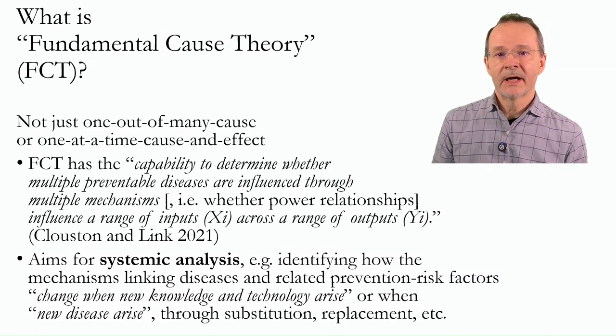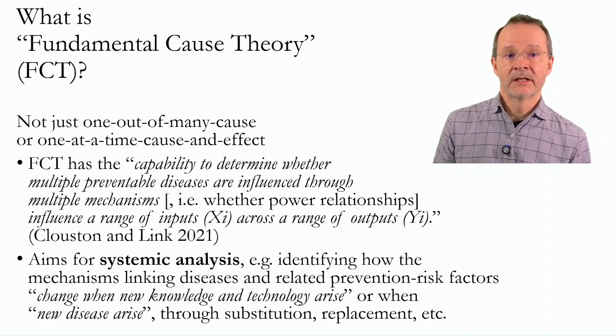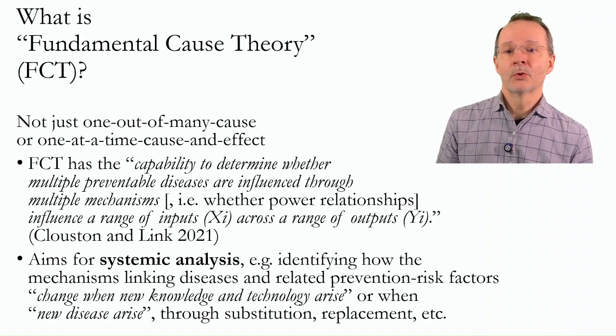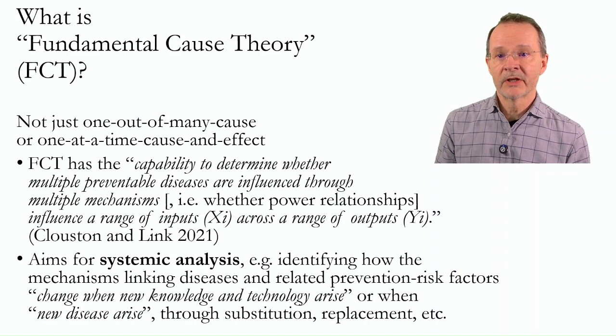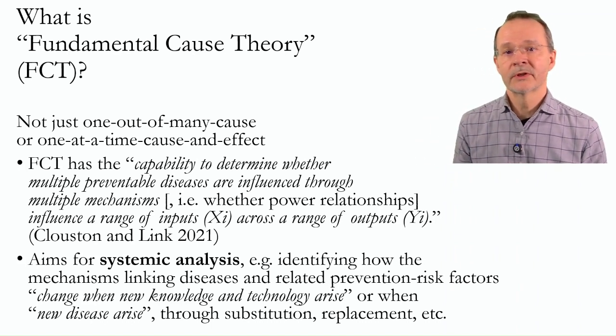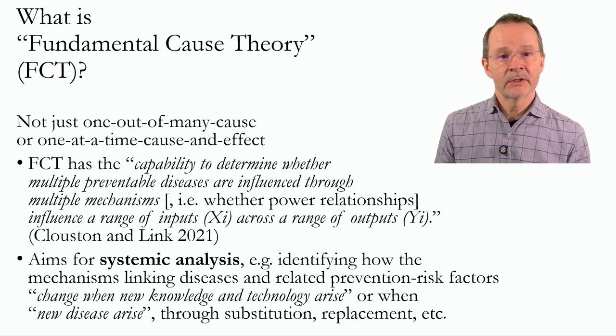This can be done by identifying how the mechanisms linking diseases and associated prevention risk factors change when new knowledge and technologies arise or when new diseases arise. Change can occur through technological substitution, but also when a disease emerges while prevention or treatment eradicates another disease. In other words, FCT aims at analyzing how the rules of the health game change over time, that is, when a change in one element of the system changes the whole system.